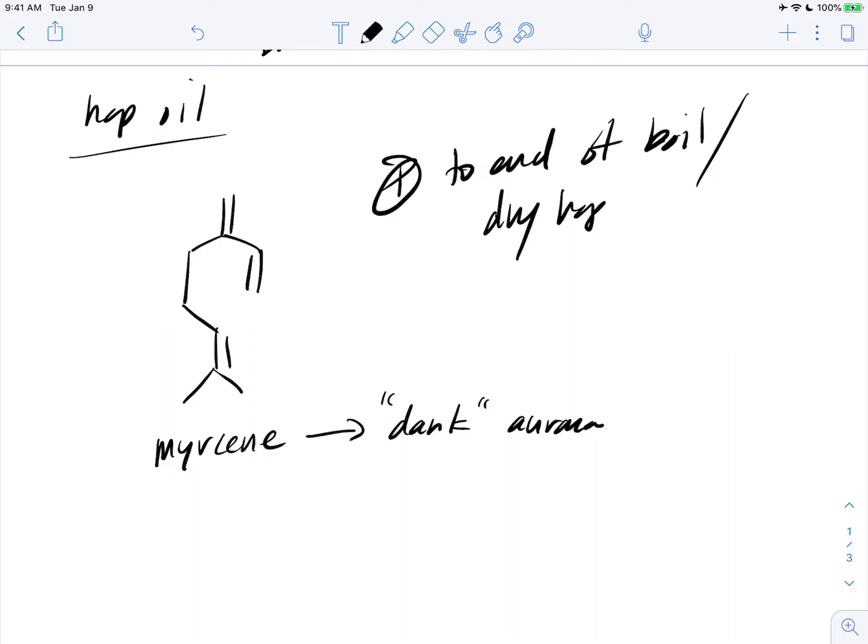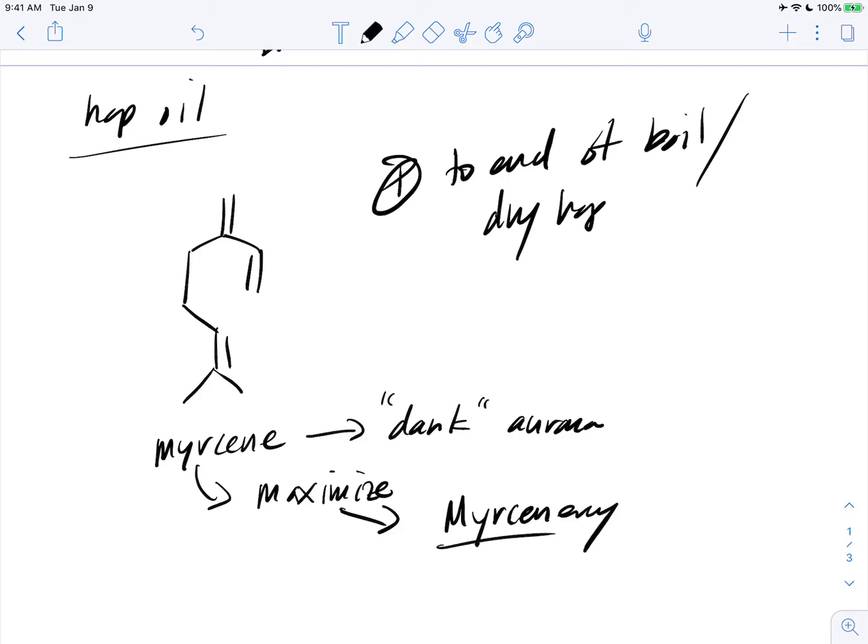And there's a brewing company in Colorado called Odell Brewing Company, and they basically brewed a beer that just maximized this particular compound. They found all the hop varieties that had myrcene in the highest amount, and then they called the beer Mercenary, kind of a play on words. And they get that myrcene name in there, so kind of tricky.